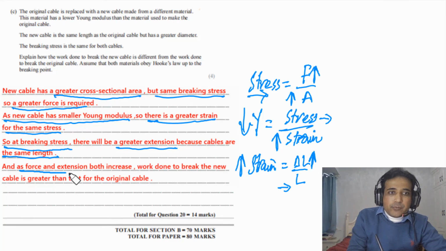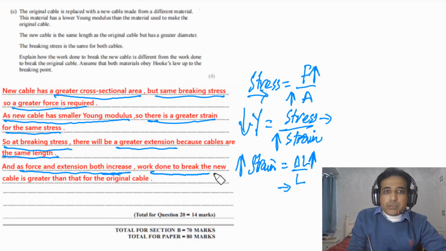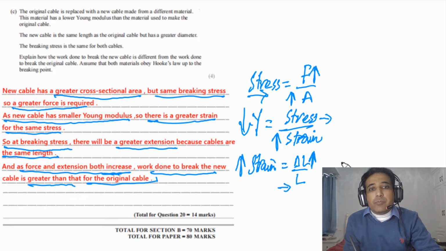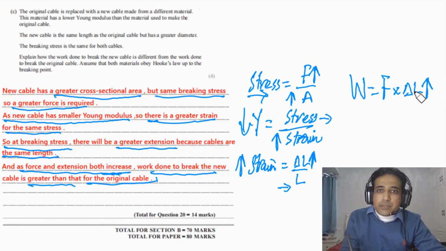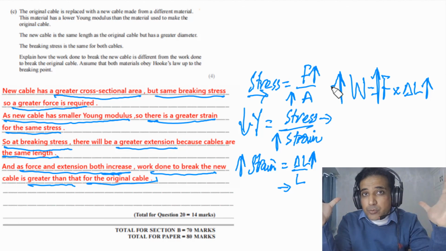If L is the same, strain is greater, it means delta L is greater. As force and extension both increase, the work done to break the new cable is greater than that for the original cable. So finally we can say work done is F times delta L. As delta L is greater for the new cable, F is also greater, so the work done is greater. So this is how we can answer in a beautiful way.